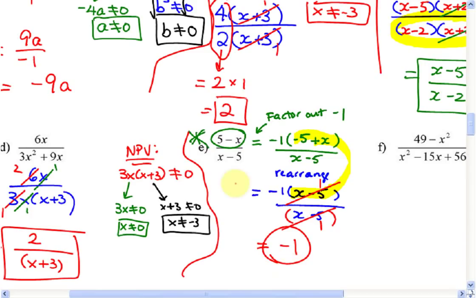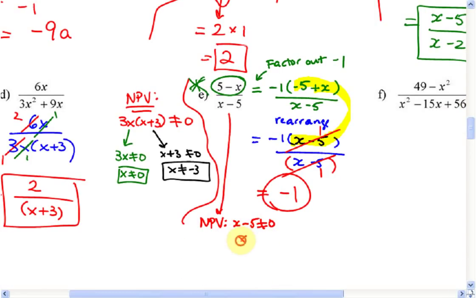What about NPVs? Oh yes, NPVs, thank you. What's my NPV then? 0 and 5. 0? No, 0's not it. Oh, 5, sorry. Right, x minus 5 can't be 0, so therefore x can't be equal to 5. Yeah. Good. Okay.